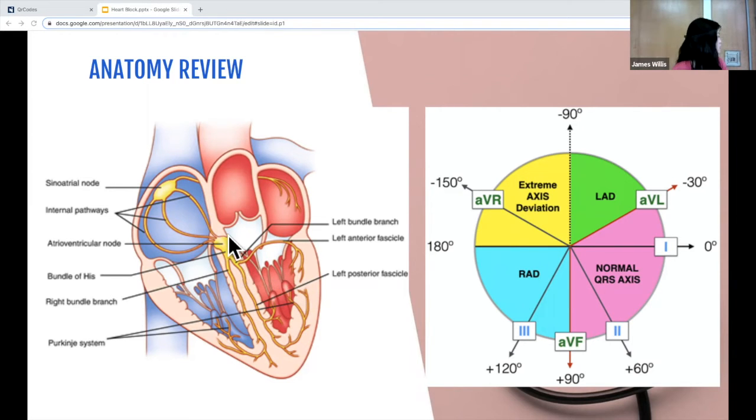So just remember, when the conduction goes down, it goes from left to right in the septum, and then down and spreads out. Your normal axis is going to be in this area, between about -30 to 90 degrees.